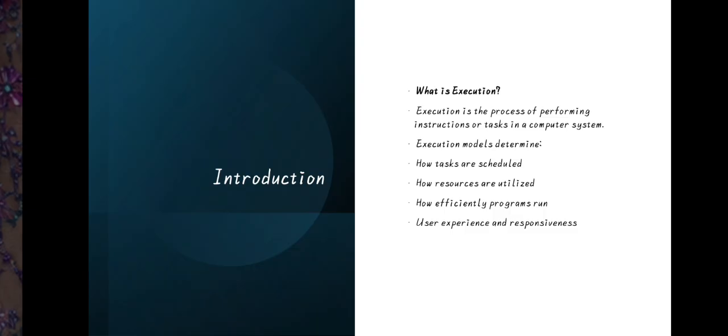If you give a task or program, and any tasks are scheduled, any typing, any information you want, that means how the program runs efficiently. These are the reasons, and this is the execution.